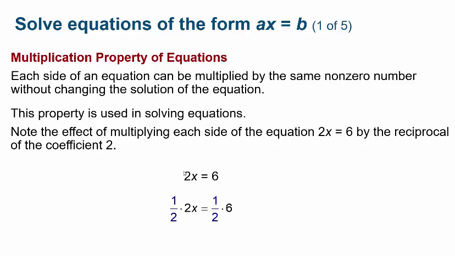If I divide this by 2, the 2's cancel. 6 divided by 2 gets me 3. If it helps to see that. So I'm undoing multiplication with division here.